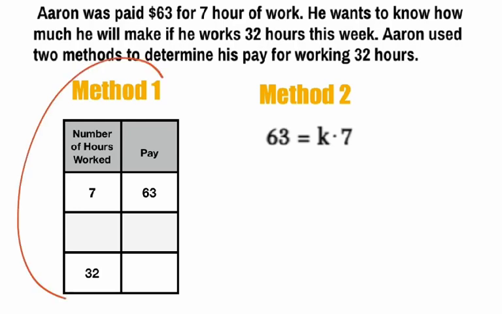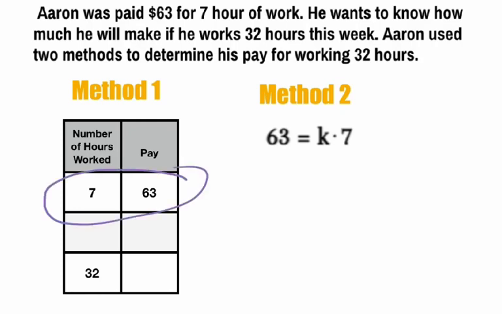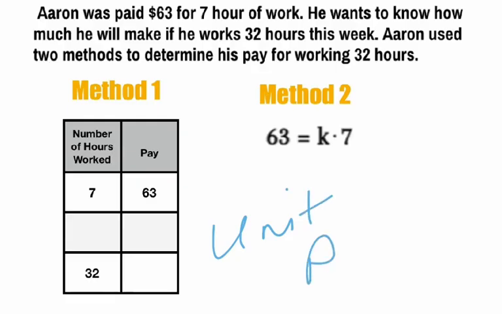Let's look at the table first, which we've looked at with proportional relationships and unit rate. The information we're given says he makes $63 if he works for 7 hours. He wants to know, if I work for 32 hours, how much will I get paid? There's a couple routes to this, but probably the easiest way is to figure out the unit rate. Sorry, I switched my screen there. The unit rate for how much he gets paid for 1 hour of work.